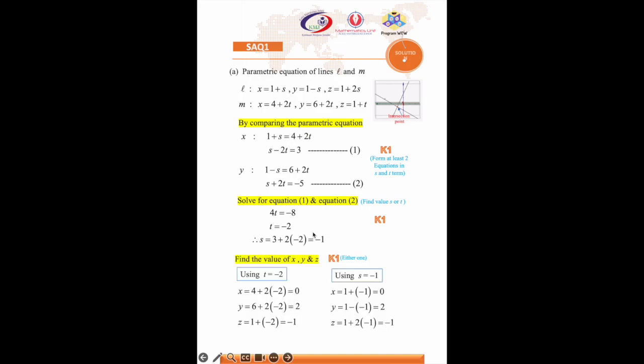So once you have done that, you can substitute the value of s and t into the respective line equation, either M by using t or L by using s. So you're going to get 0, 2, and -1. So either one only. So you're going to get 1 mark. So you have to rewrite your answer. You have to conclude that your intersection point is (0, 2, -1). Once you have done that, you're going to get another 1 mark. You have to conclude this. Therefore, the intersection point is (0, 2, -1).